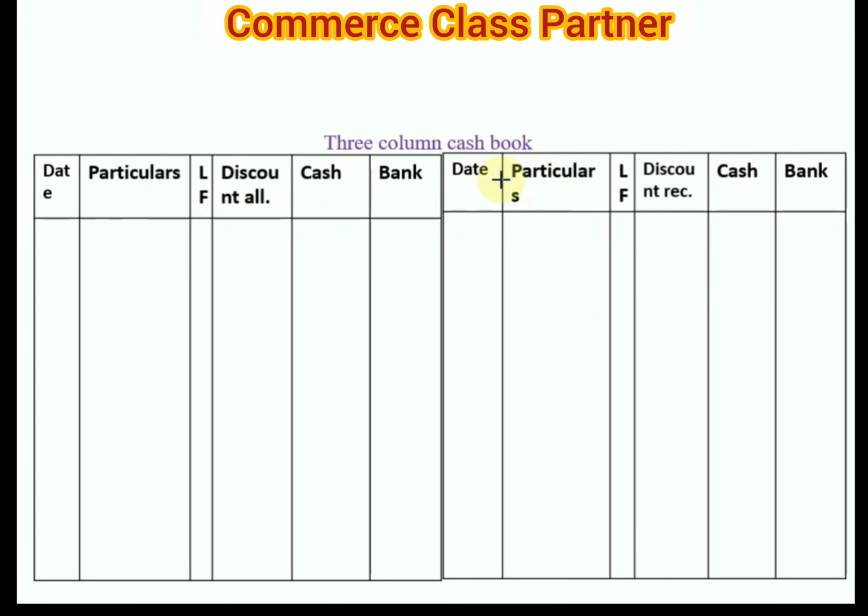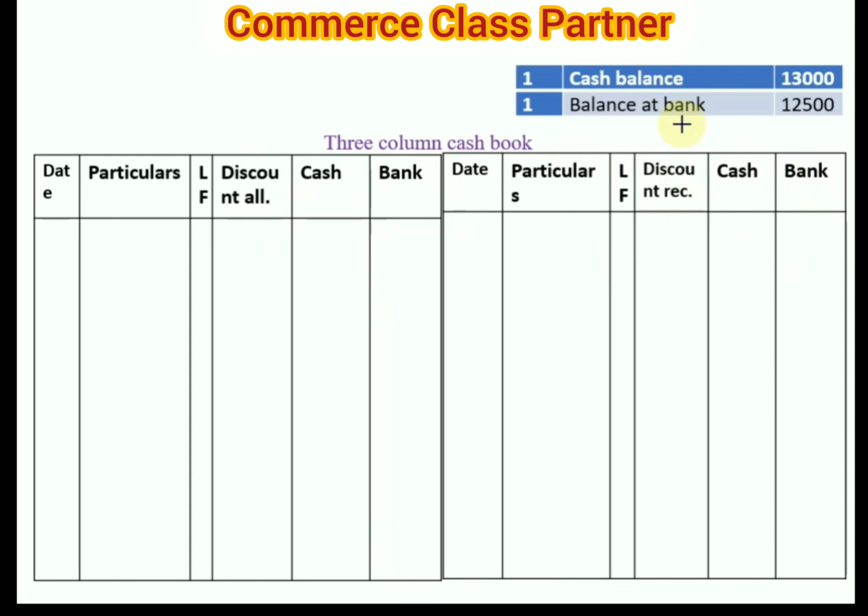We have to draw the format of the 3-column cash book. Firstly, there should be 3 amount columns on both sides. We have been given cash balance 13,000 and balance at bank 12,500. These are the opening balances of cash and the bank deposit. As you know, a cash book always has only a debit balance. A cash account will not have a credit balance because we cannot spend more than what we have.